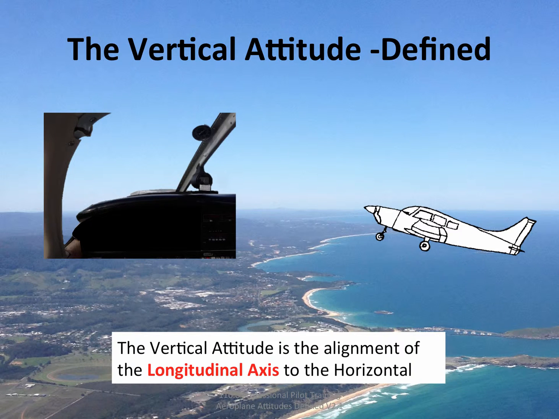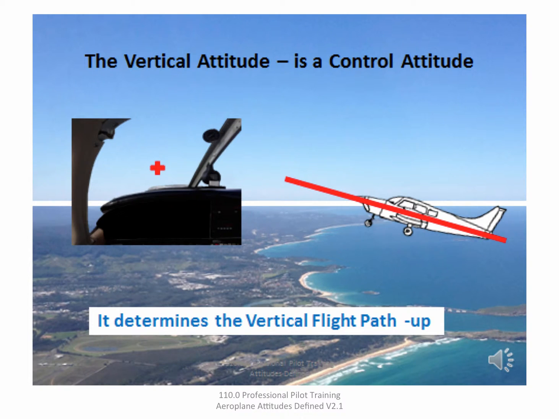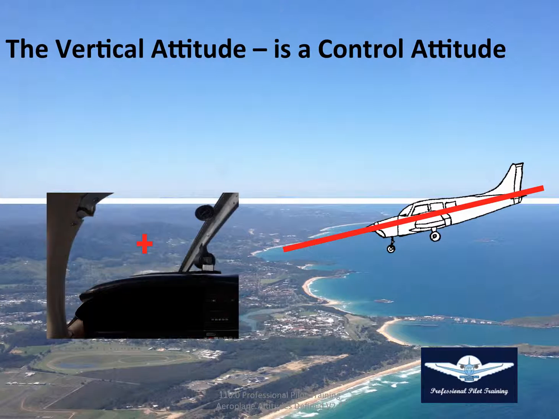The vertical attitude is defined as the alignment of the longitudinal axis to the horizontal. It is called the vertical attitude because it determines the vertical flight path. In this diagram, the aeroplane would be climbing because the vertical attitude is above the attitude required for level flight. In this diagram, the aeroplane would be descending because the vertical attitude is below the attitude required for level flight.